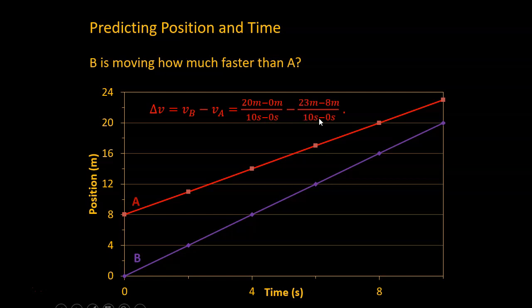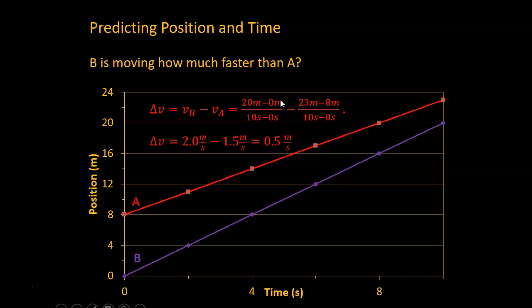And likewise, this expression is the velocity for object A. And we got this from the graph. At 10 seconds, the position was 23 meters, and at 0 seconds, the position was 8 meters. So this is the change in position or displacement divided by the elapsed time or change in time.